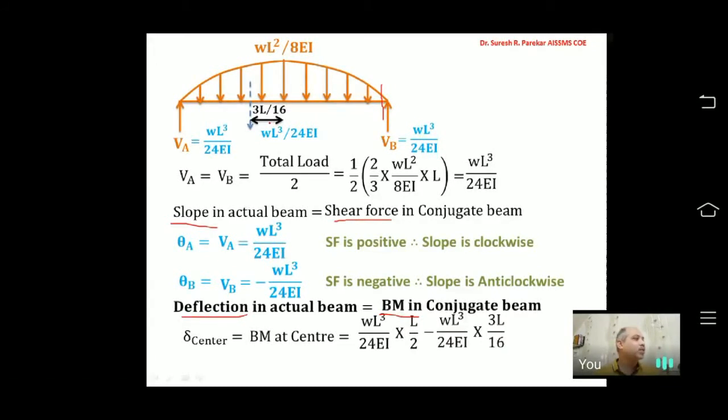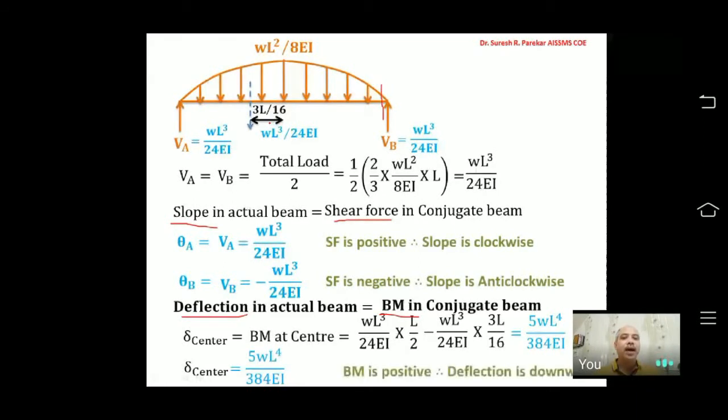And then that gives me 5WL4 upon 384 EI. Again we have that as positive because the bending moment we are getting is positive. So delta at center we have 5WL4 upon 384 EI. So actually this we have as delta center. What is delta center? Bending moment at center. And bending moment we have calculated likewise. So this is the second standard case.